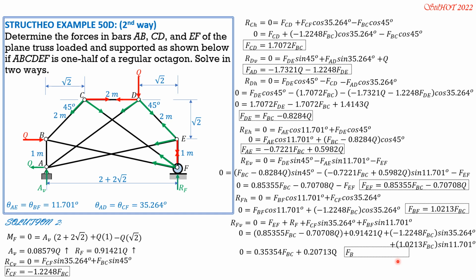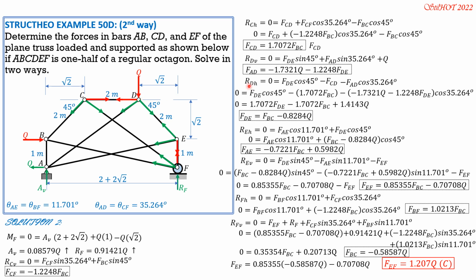So having found FBC, we can now solve for FEF, which is required. FEF is equal to 0.85355 of FBC, and FBC is negative 0.58587 Q. Then minus 0.70708 Q. So FEF is equal to negative, and it is compression, which is the same answer as before, first solution.